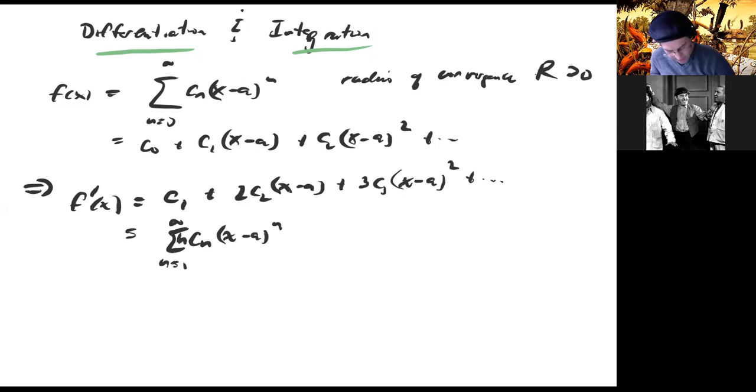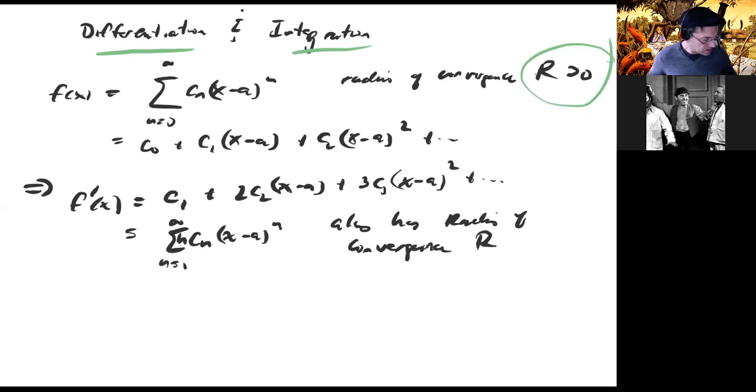This also has radius of convergence R, the same radius of convergence as up here. And similarly, we can talk about the integral of f of x dx.